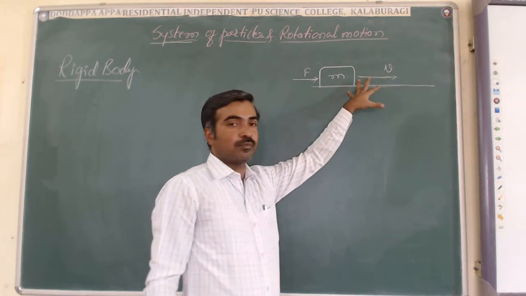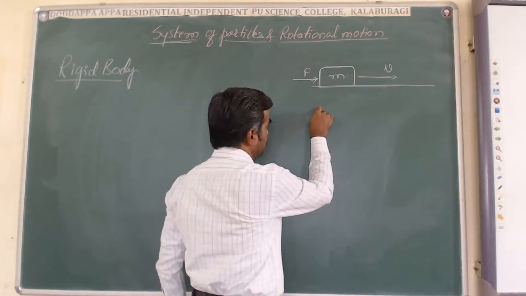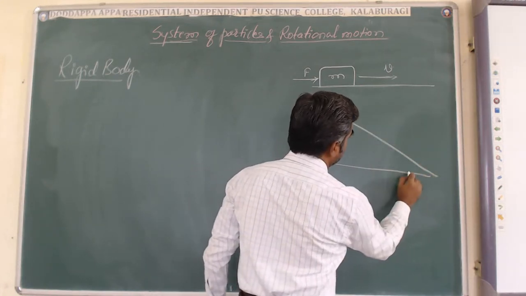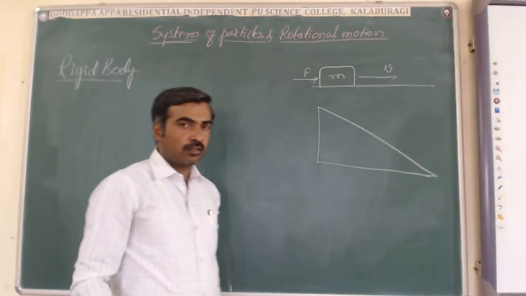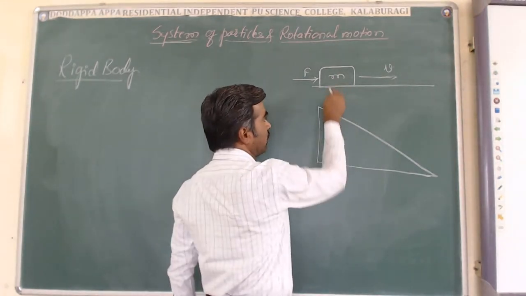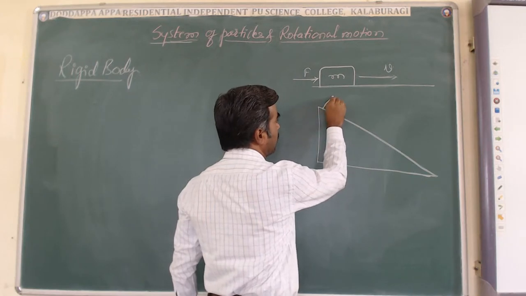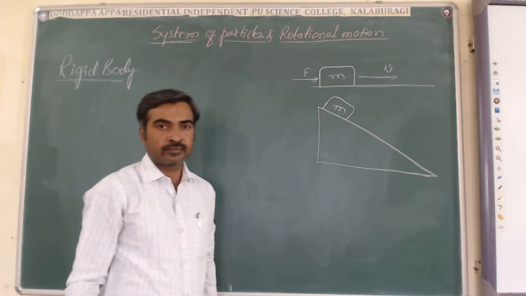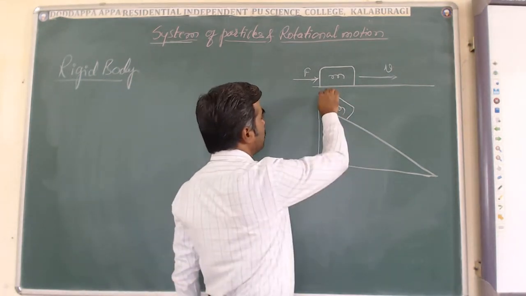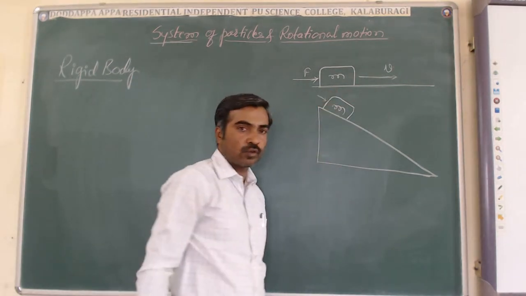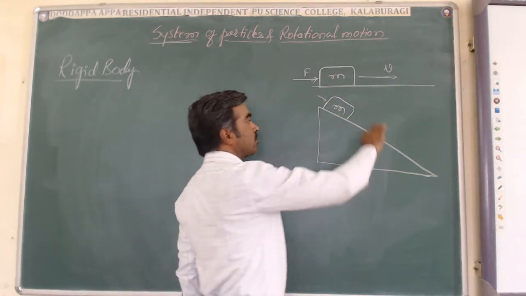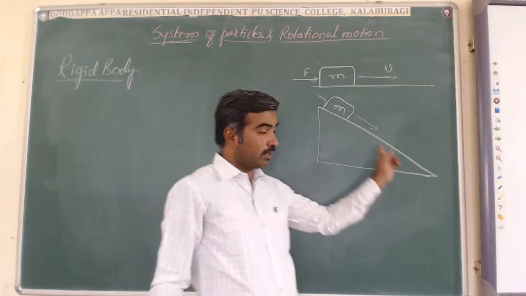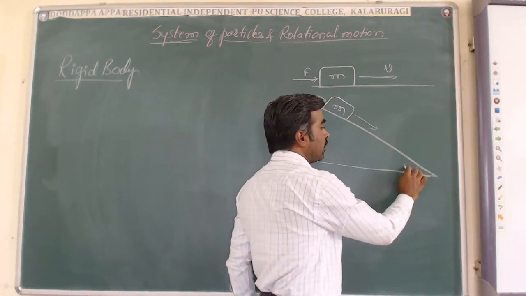But if the same object is placed over an inclined surface, we will discuss the two differences. The same object, with the same mass, placed over an inclined surface: of course even a small amount of force is sufficient to move this body. The body starts sliding on the surface, on this inclined surface which is inclined at an angle of theta.